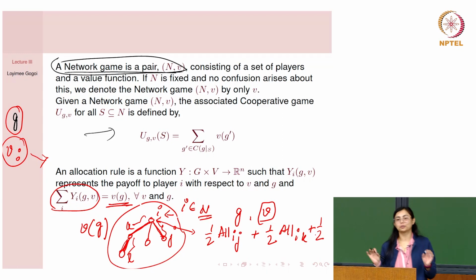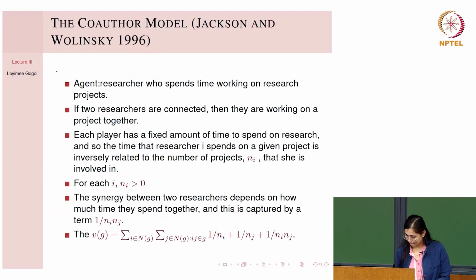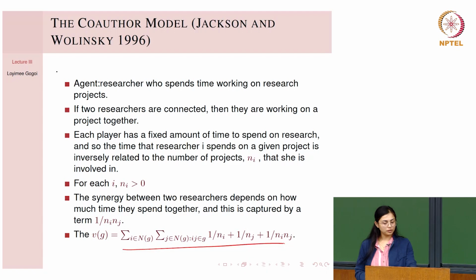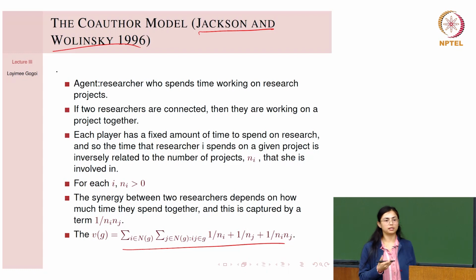I am just saying that these are 2 possible ways we can think about the allocation rule. Then we are going to think about some special ones like the Shapley value and the Myerson value. This is some special kind of cooperative model, and here I just wanted to show how the value function is defined. I am discussing this paper, mostly Jackson and Wolinsky 1996. So network games started from here.